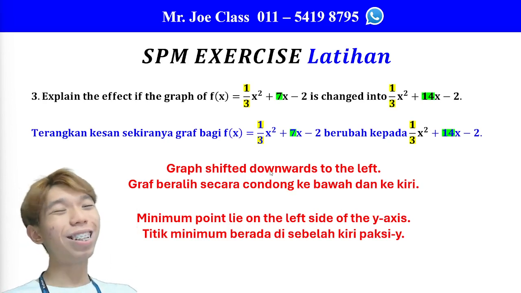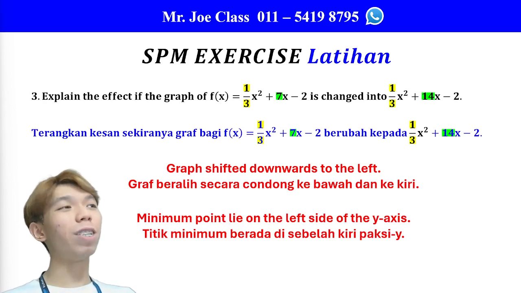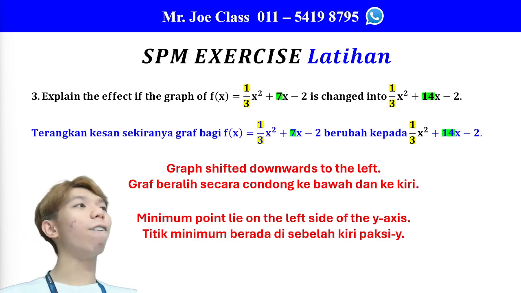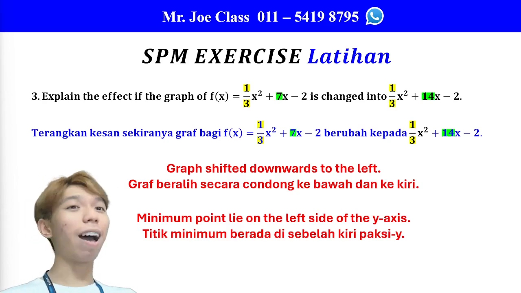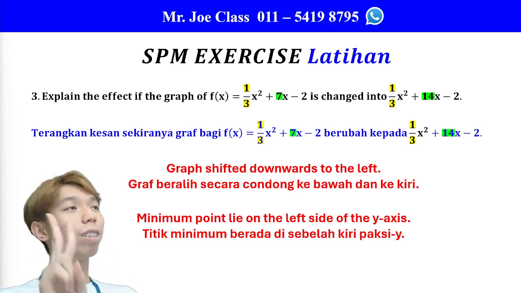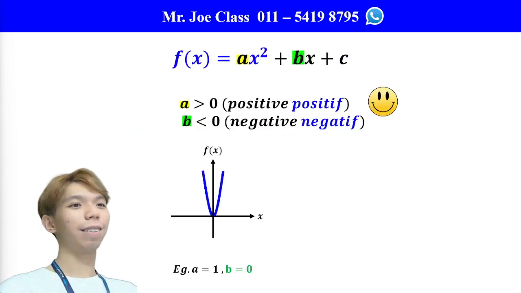Okay, beralih secara condong ke bawah dan ke kiri, and you have to describe the minimum point as well. The minimum point lies on the left side of the y-axis, berada di sebelah kiri paksi y. This is how you should describe it. There are two sentences when describing the changes in the value of b of the graph.